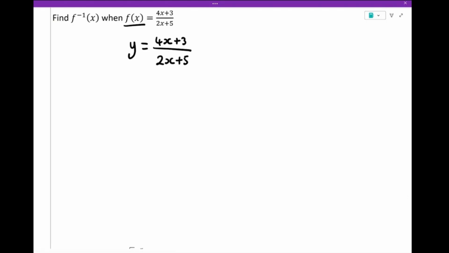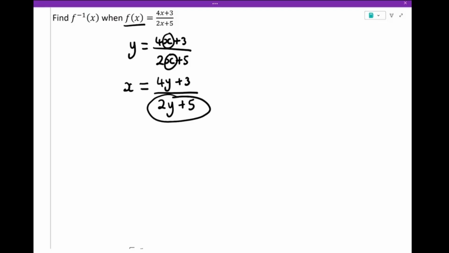Like that. Now what I'm going to do is replace all the y's with an x. So we're going to get x is equal to, and I'm going to replace all of the x's with a y. So this x here and that x there. So we would get 4y plus 3 divided by 2y plus 5. So now we need to rearrange to make y the subject. So the first thing I'm going to do is try and get y out of my denominator. So to remove the denominator of my fraction, I need to multiply by it. So I'm going to multiply by 2y plus 5 on both sides.